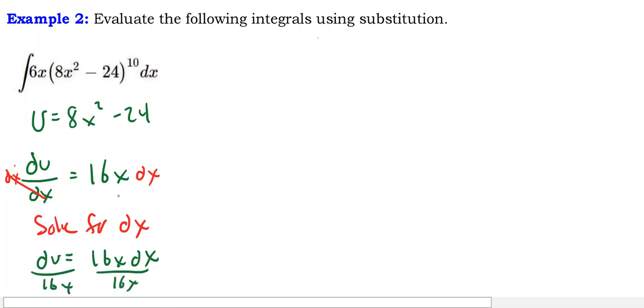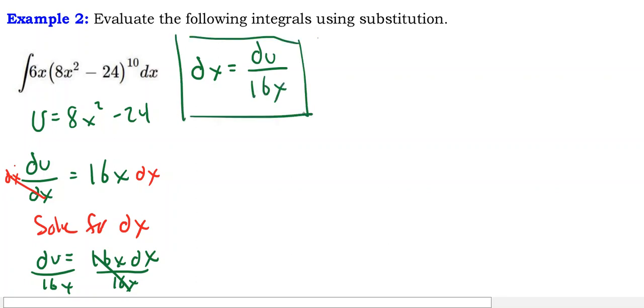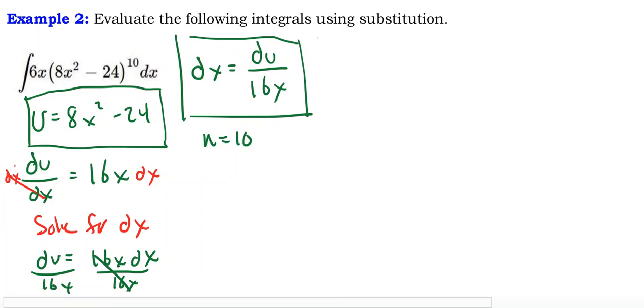We'll end up with dx being equal to du over 16x. So this is important. We're going to need this in our substitution. And of course, n in this particular case is 10. So we're going to need u, we're going to need dx, and we're going to need n to do U-substitution.